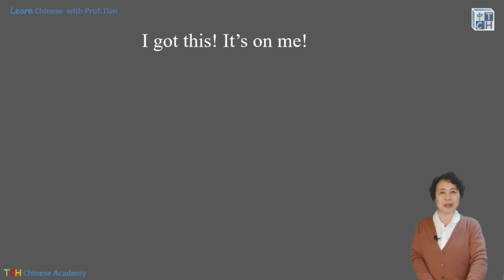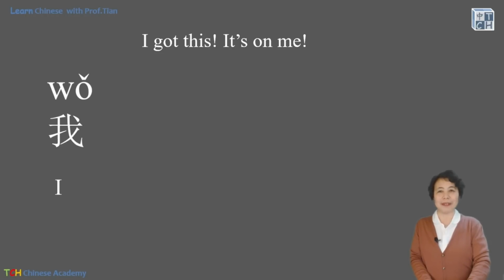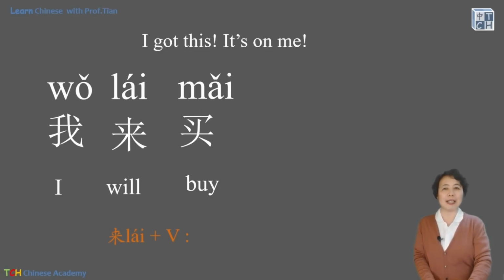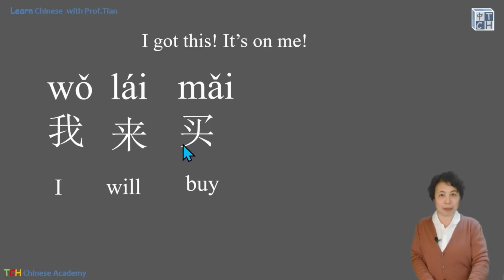Okay, so next, let's see how to say, I got this, it's on me, I'm going to pay it. And the Chinese is very simple. It's 我来买. That means I will buy the bill. And notice this 来, more commonly it means to come. But here it's before a verb. That means I will do something. Now notice this 来, the basic meaning means to come. But when this 来 is used before another verb like 买, buy, this one means I will do this. That means I'm going to buy the bill.